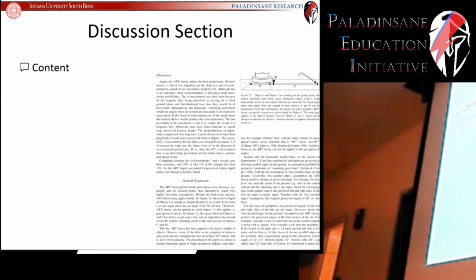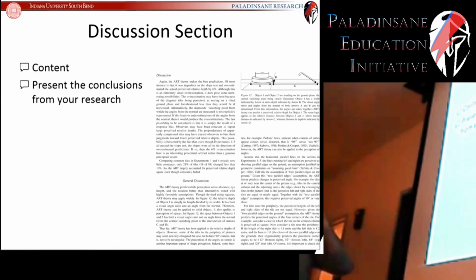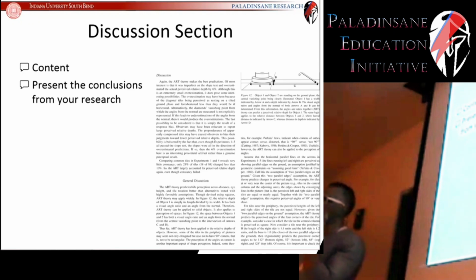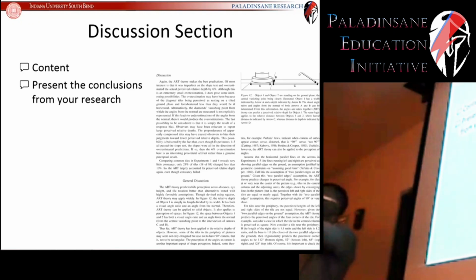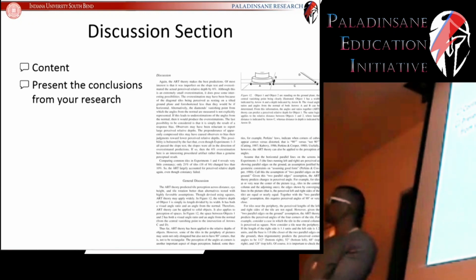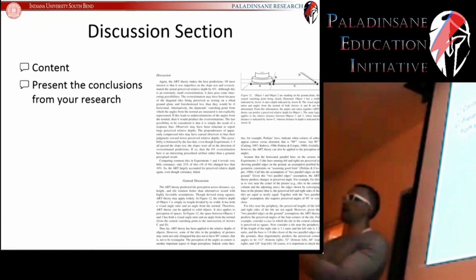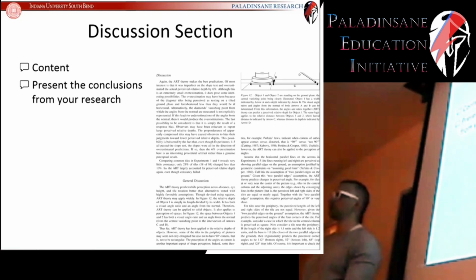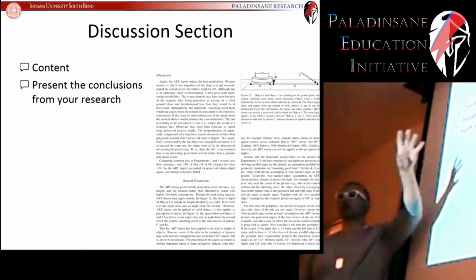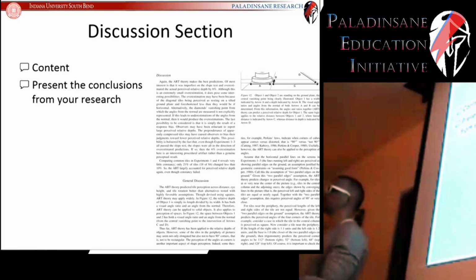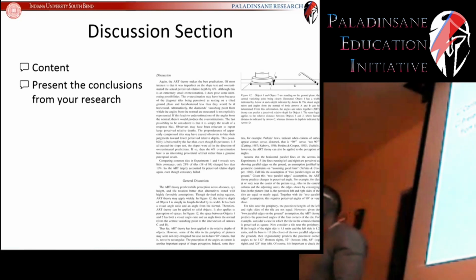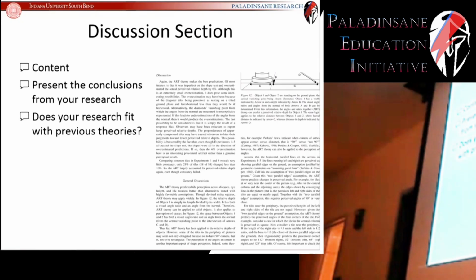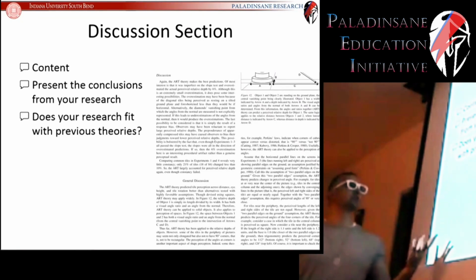So in terms of the content of the discussion section, this is where you finally present the conclusions of your research. The results section told the reader what you found, what the results were, what the numbers were, what the differences between the different groups were. The discussion section is now where you say what those differences mean. What do those numbers mean? What are the implications of that information from the results section? So you want to present the conclusions from your research.